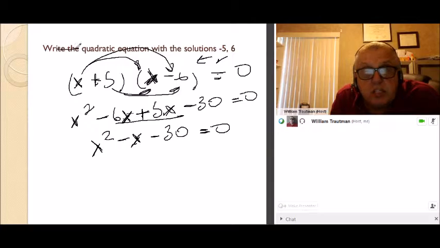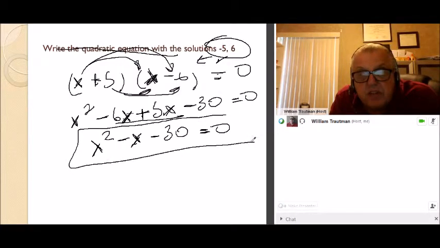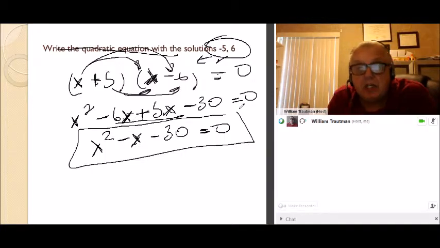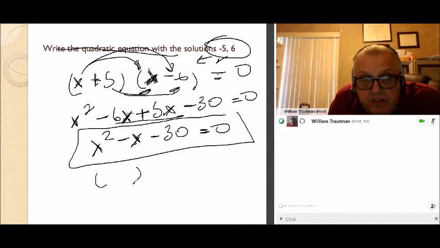And we're done. Write the quadratic equation where these two are the answers, the solutions. This is the answer. This is my quadratic equation. Do you see? If I factor this again, this is the answer, by the way. If I factor this again, it would factor to x plus 5, x minus 6 equals 0.